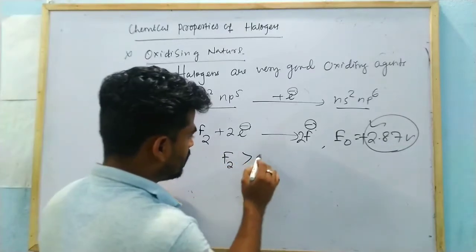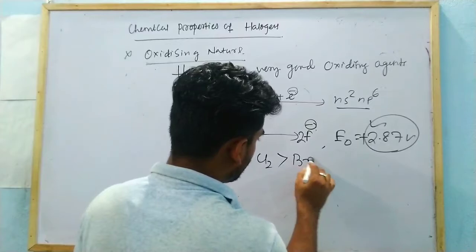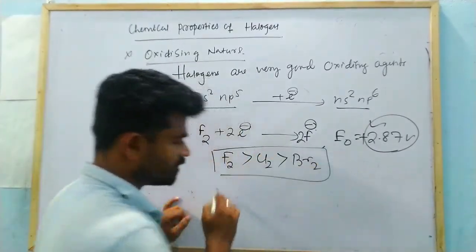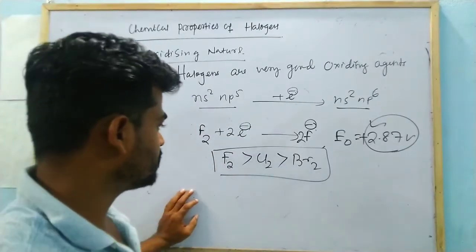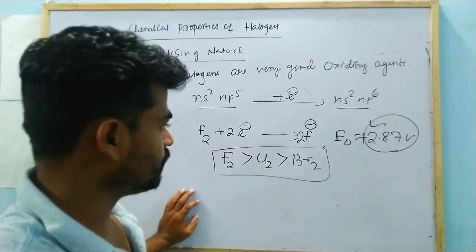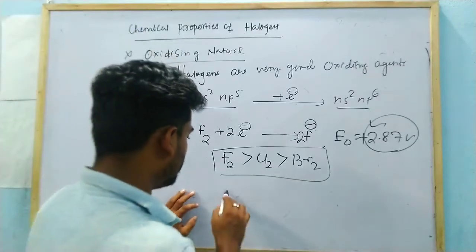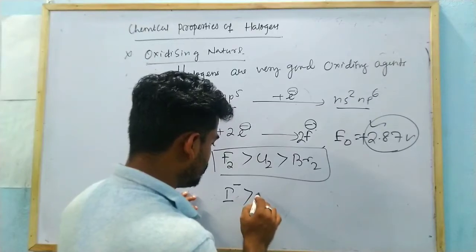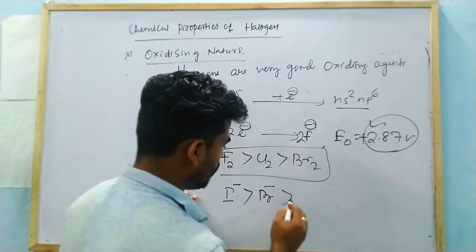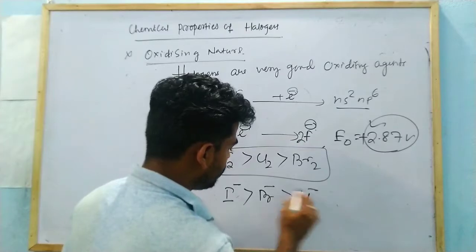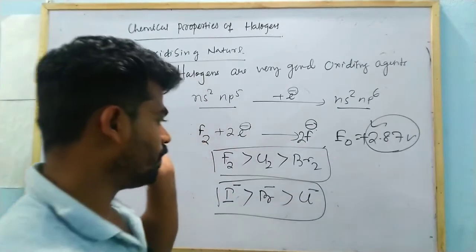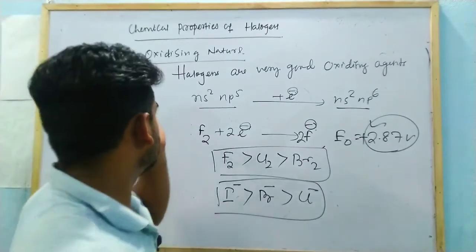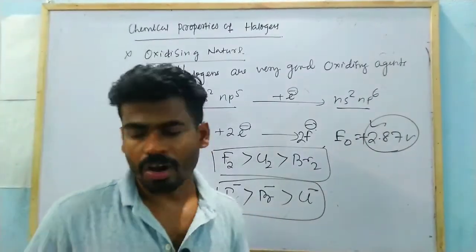So the oxidizing nature varies: fluorine more than chlorine, more than bromine, likewise. This is the order of oxidizing nature. Then if I ask you a question, what about their reducing nature? That will be reverse: I minus, then Br minus, then Cl minus. This will be the order of reducing nature. So this is the concept regarding oxidizing nature.